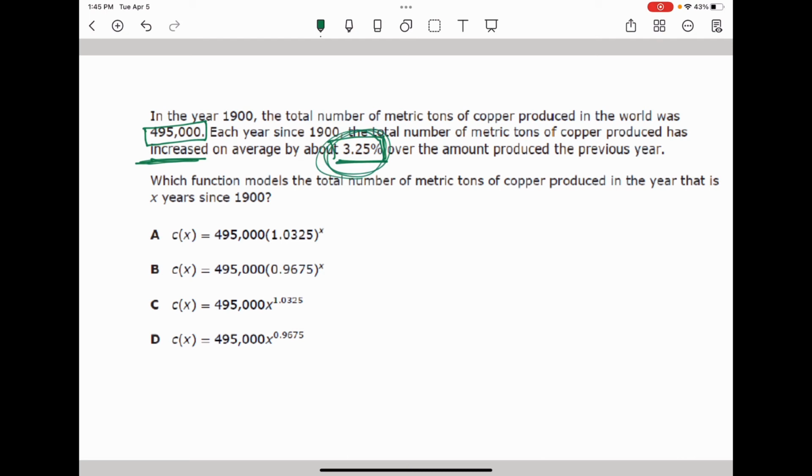You have that percentage. Okay, so my equation is going to be y equals a times 1 plus or minus r to the x. Well, here it says increased. So I know that my equation is going to be a times 1 plus r to the x, because if it's increased, that's going to be a plus sign. So now to find r, I need to take this 3.25% and convert it to a decimal. So remember, I have to move this to the left twice.